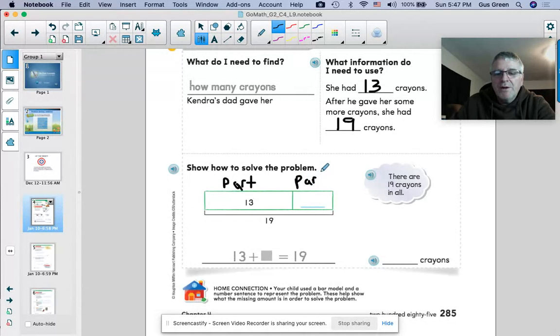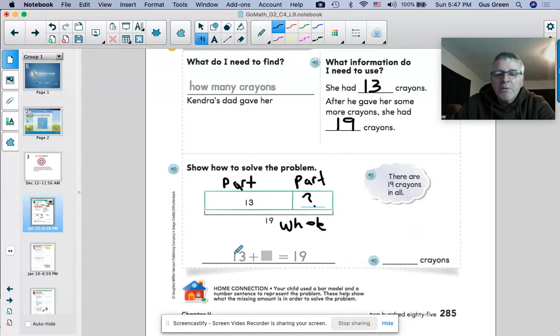So we have two parts to this addition problem. And then at the bottom, we have the whole. So part, part, whole, I like to say. It's easy when you know the two parts and you can just add them together. It's a little more challenging when you know one part, you know the total, but you're unsure of what this part is. So the way we would write this into a number sentence would be 13 plus mystery box equals 19. And over here is where we want to get the answer.